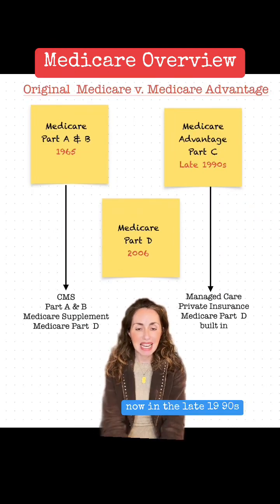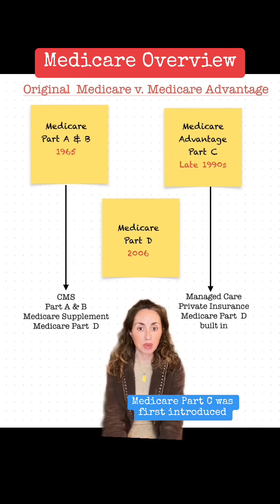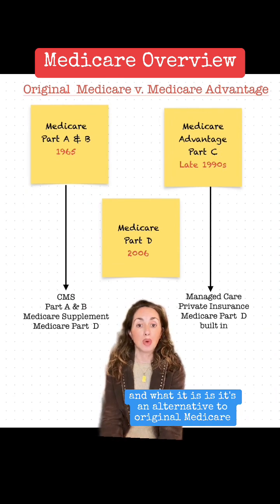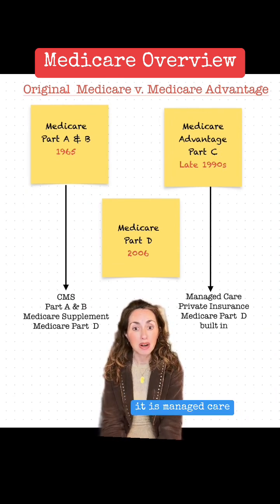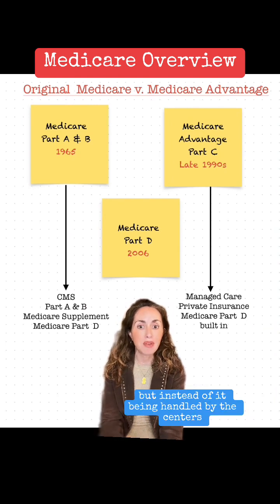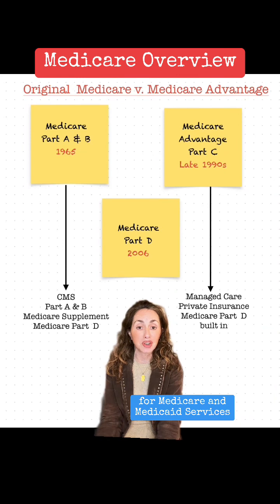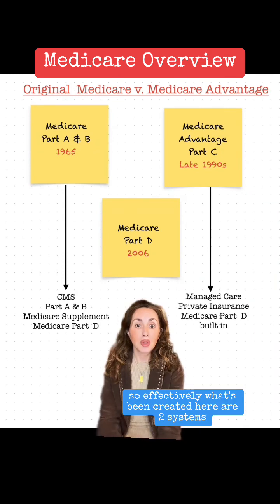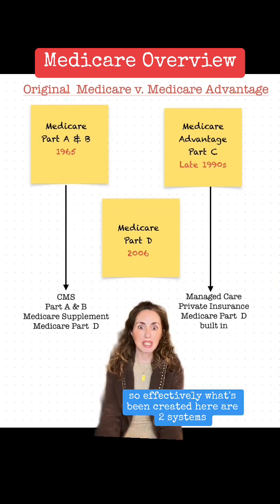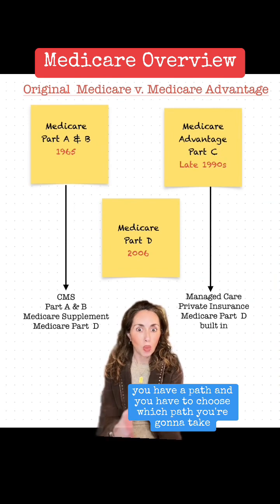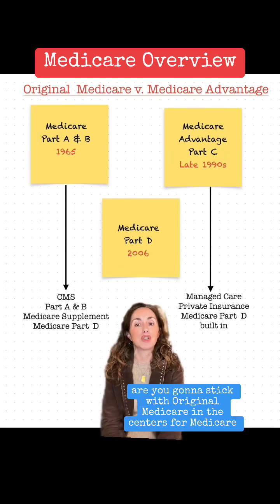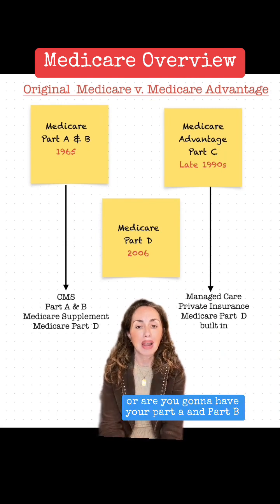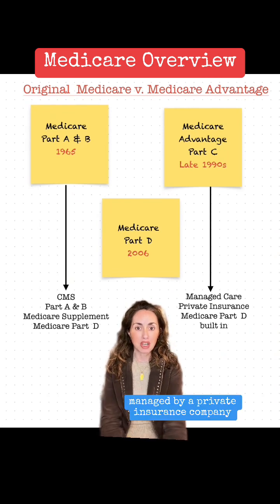Now, in the late 1990s, Medicare Part C was first introduced, and Medicare Part C is Medicare Advantage. It's an alternative to Original Medicare. It is managed care. You have Medicare Part A and B, but instead of it being handled by the Centers for Medicare and Medicaid Services, you're choosing to have a private insurance company handle your care. So effectively, what's been created here are two systems. You have a path, and you have to choose which path you're going to take. Are you going to stick with Original Medicare and the Centers for Medicare and Medicaid Services, or are you going to have your Part A and Part B managed by a private insurance company?